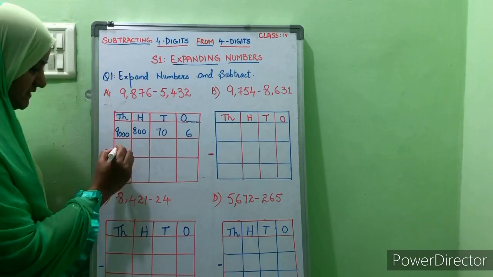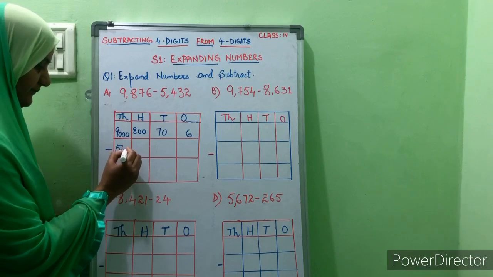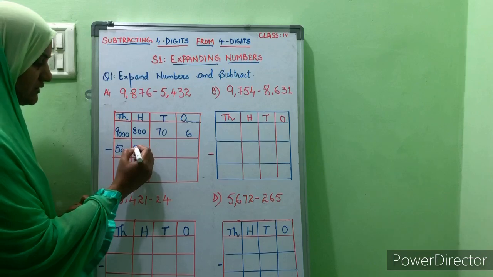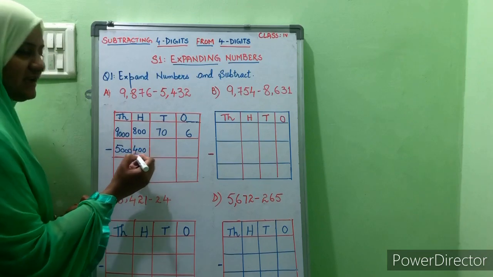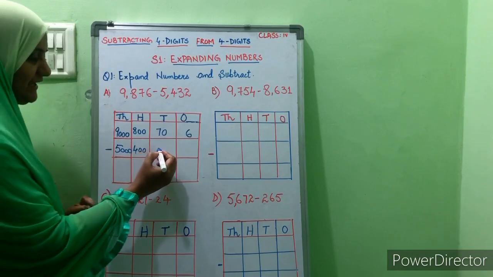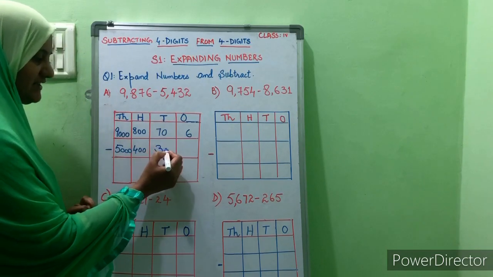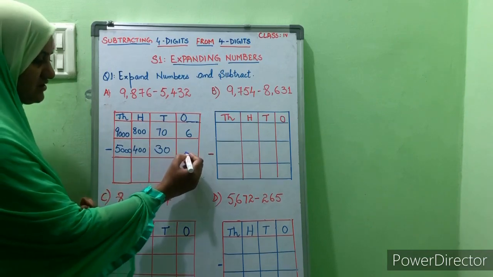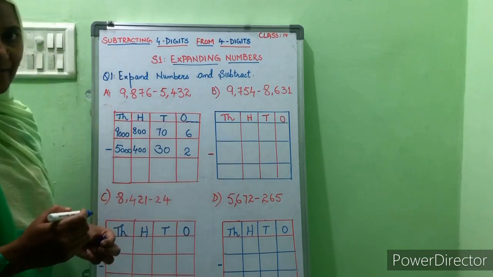What is the next number? How many thousands blocks? 5. So we'll write as 5,000. How many hundreds blocks? 4. So we'll write it as 400. How many towers of 10? 3 towers of 10. So we'll write it as 30. And what is the ones place number? 2. So let us start subtracting.